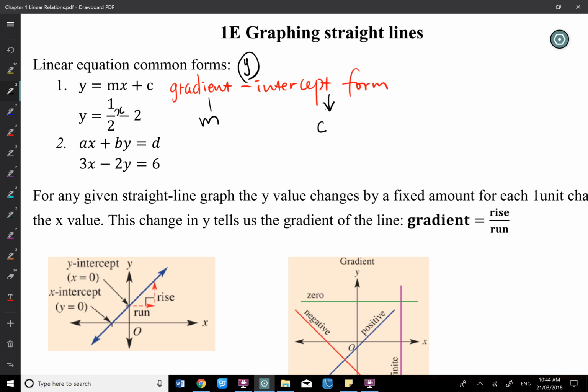The next form is the general form. The general form has some x plus some y equals some constant. Okay, some x plus some y equals some constant. For example, 3x plus negative 2y equals 6. That is linear as well. Okay, that is linear as well.